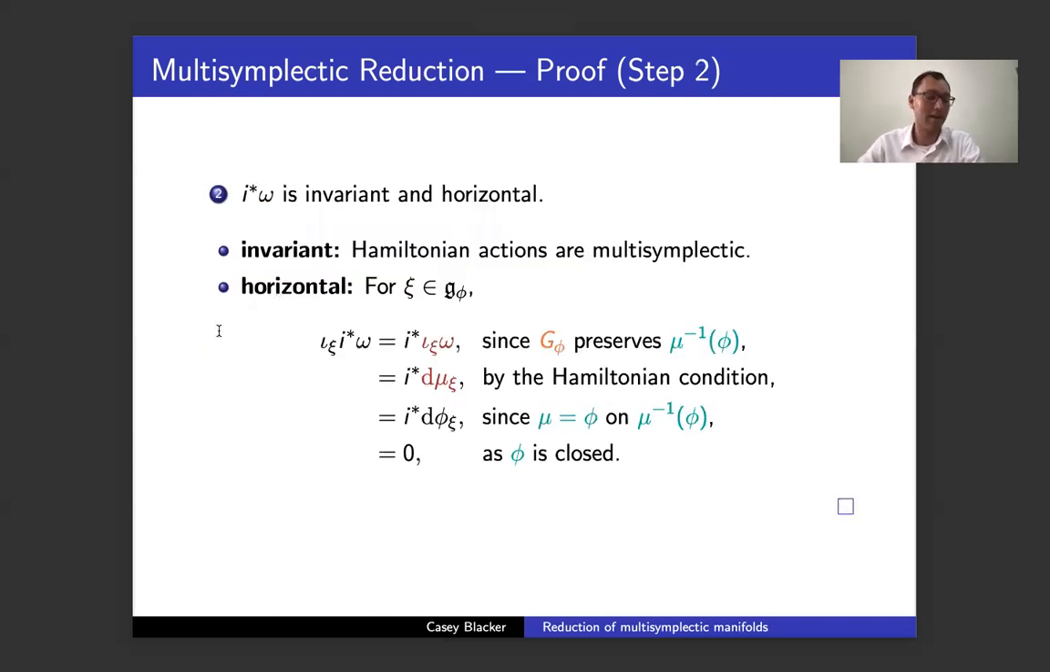And then the second and last step, we need to show that the restriction of the multisymplectic structure to the phi level set is invariant and horizontal. Well, invariance is immediate because Hamiltonian actions, as we saw at the beginning of this section, are automatically multisymplectic. And it's horizontal by a slightly more involved series of steps.